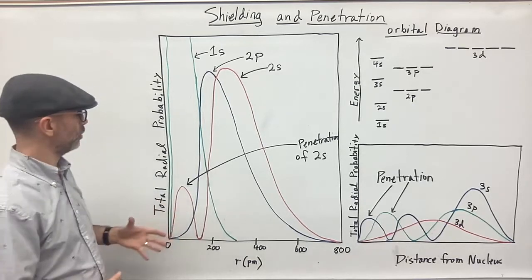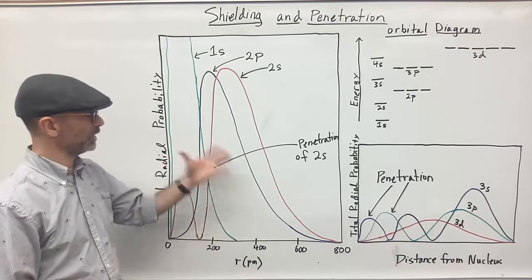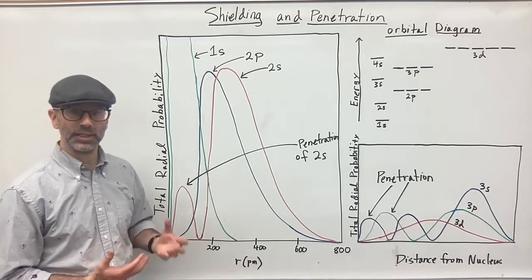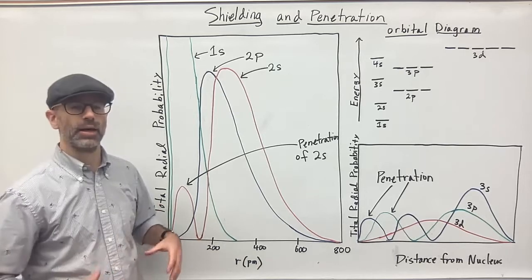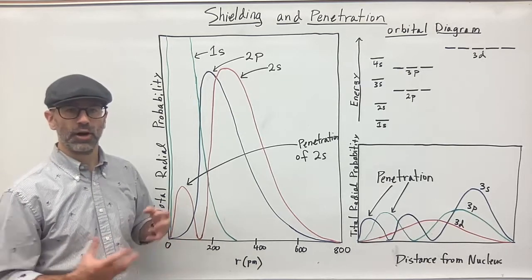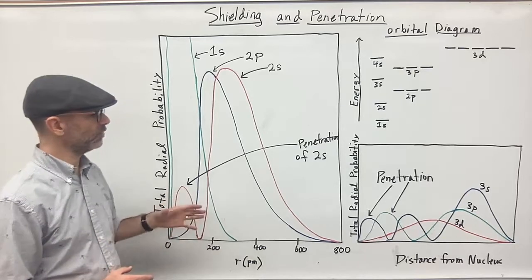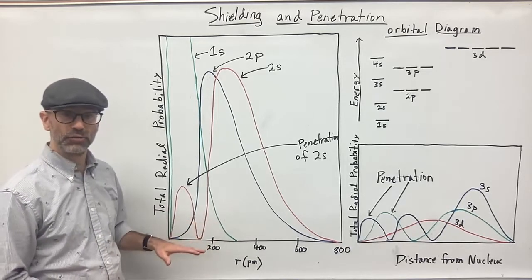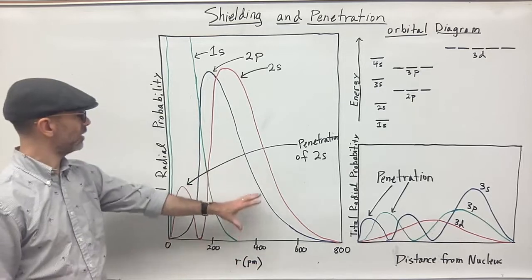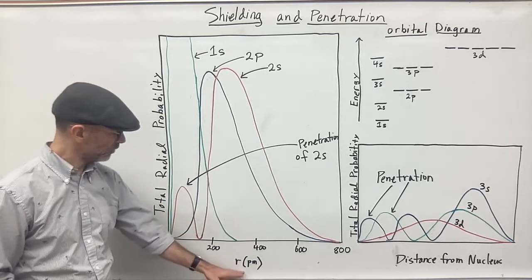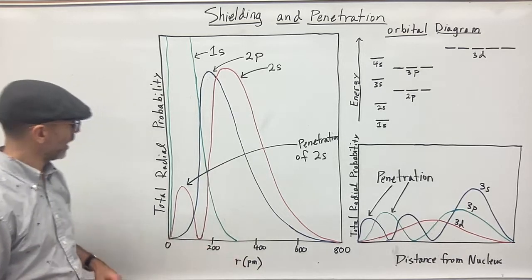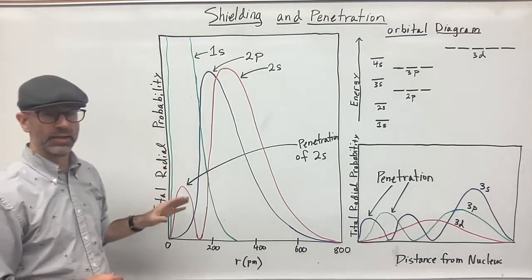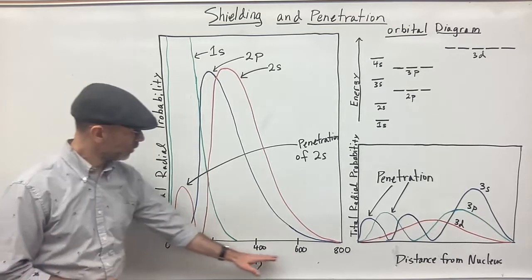So here I have a couple of total radial distribution diagrams, and basically what these diagrams show are the probability of finding the electron at a certain distance from the nucleus. I'm not going to get into the deep quantum mechanics of this or what exactly this means, but just know that these diagrams are referring to the probability of where you would find the electron at a certain distance from the nucleus. In this particular diagram, we have the distance from the nucleus, r, in picometers, and we have the total radial probability.